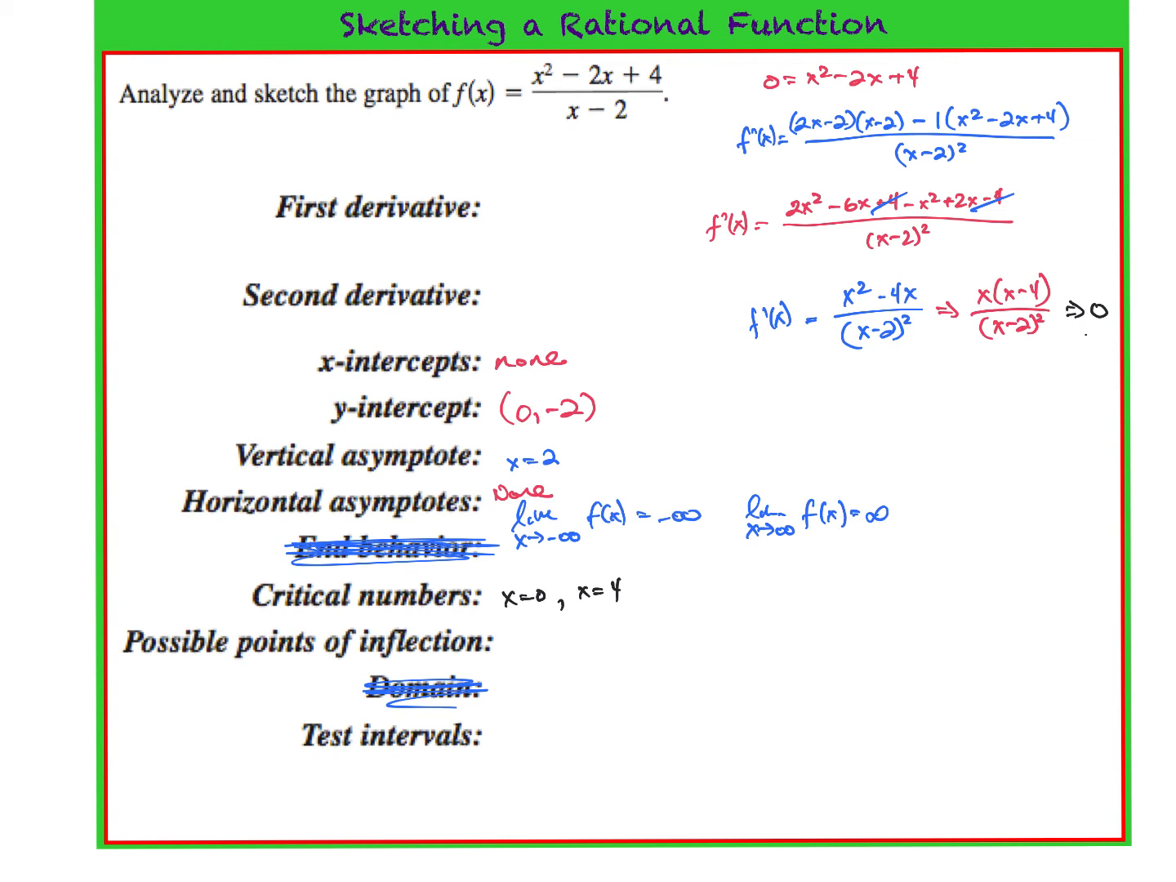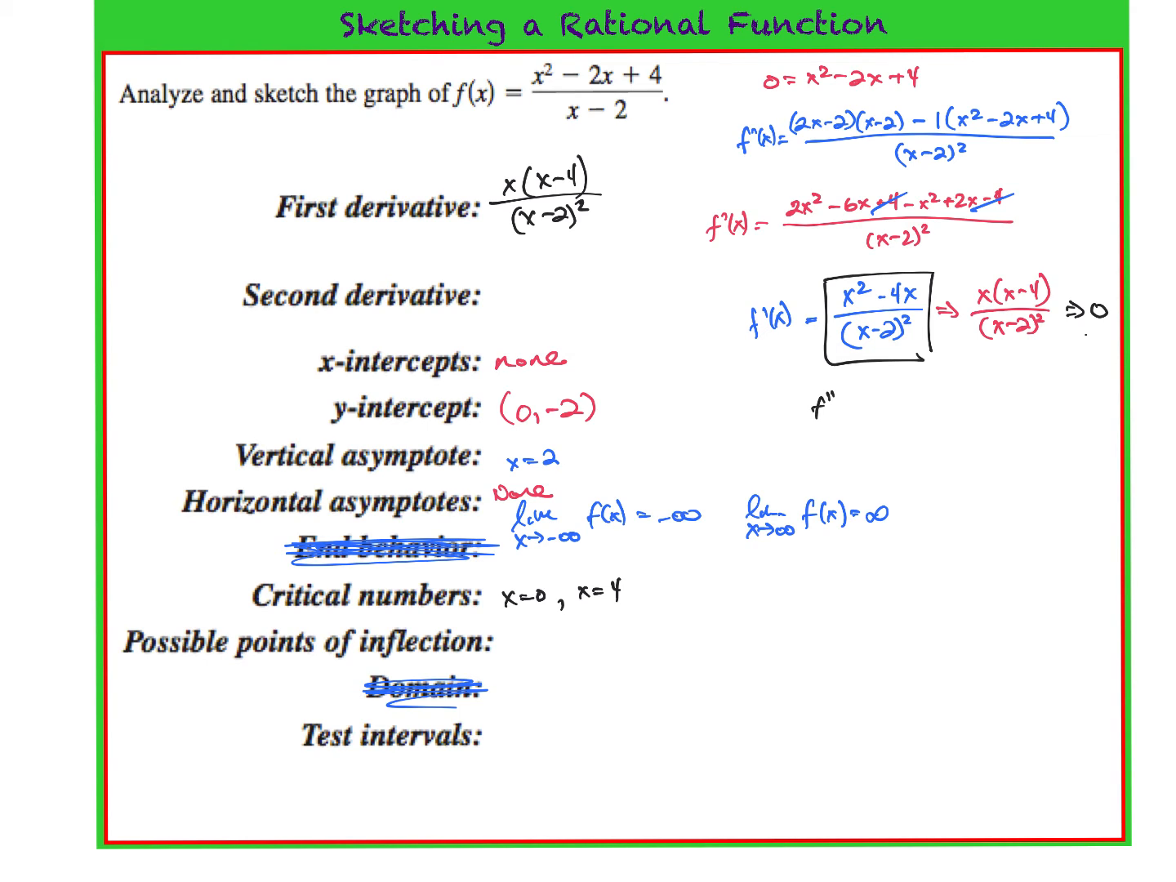Relative mins and maxes might happen. All right, but my first derivative, I'm going to say, is x times x minus 4 over x minus 2 squared. Now I need to get to points of inflection, so what we need to do is take a second derivative. I'm going to take a second derivative using that one, so I don't have to do a product with a quotient. Does that make sense? All right, so let's take a second derivative now.